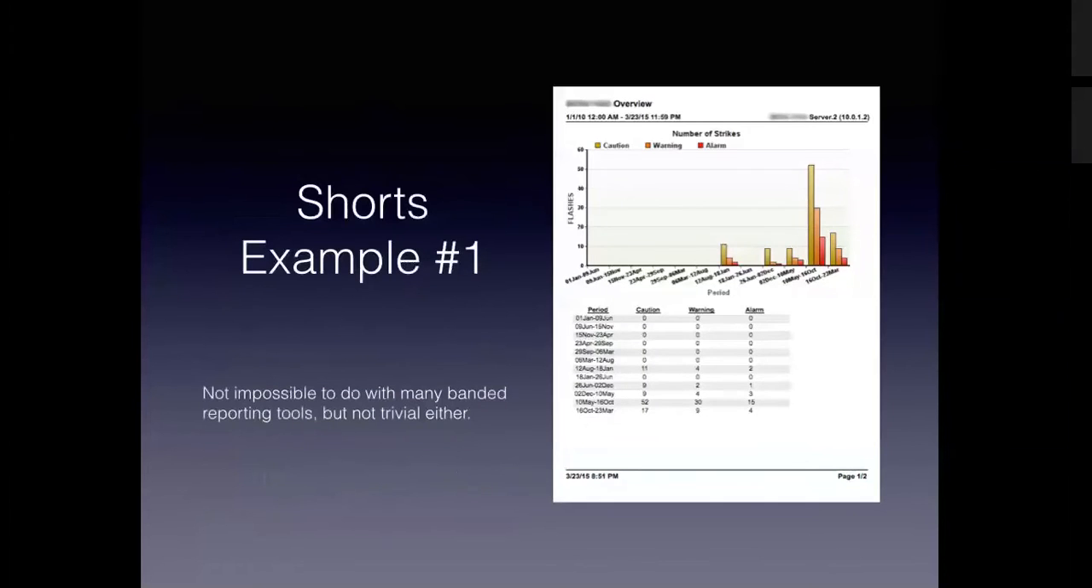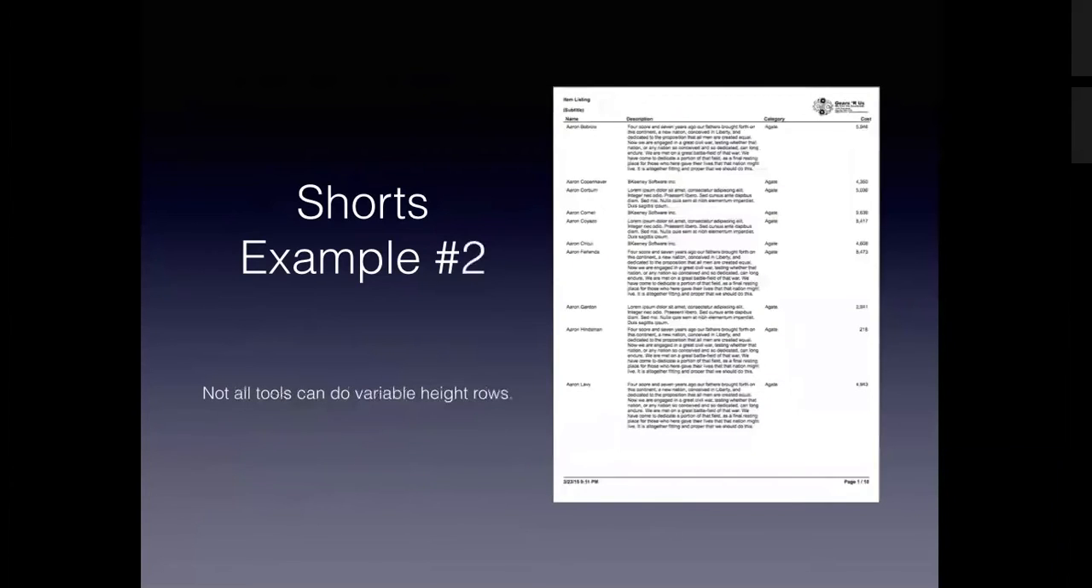So let's talk a little bit about some examples here. In this one, we've got a Monkey Bread Chart Director chart up at the top, and then down below we've got a table section with details. Now you could do this in some of those banded reporting tools. You'd probably do a grouping of some sort, and then you'd have to put the graphic in the group header, and then the details section would show up. So it wouldn't necessarily be very hard, but it's not trivial either.